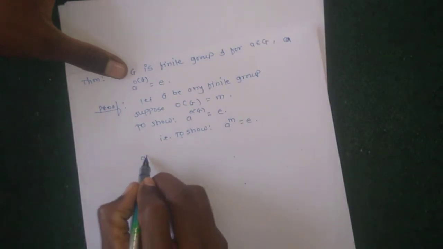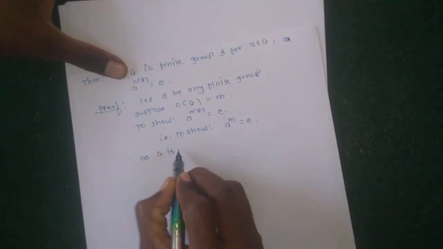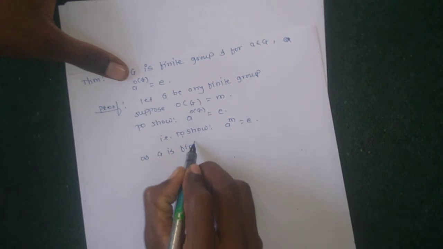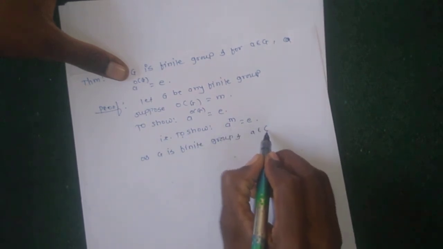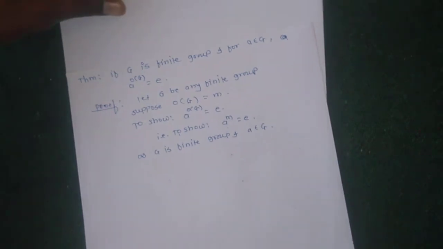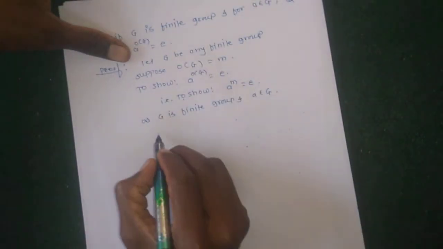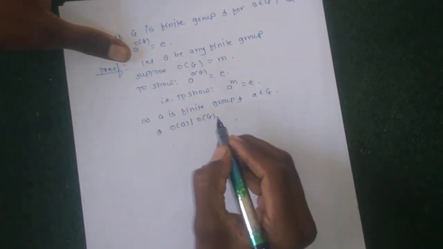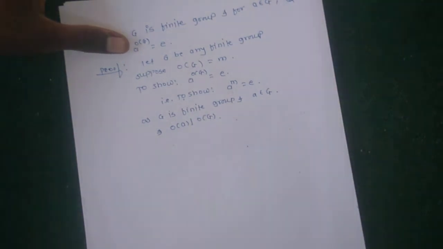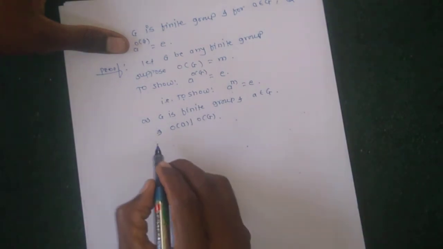So as G is finite group and A belongs to G. In the above theorem, the order of A divides the order of G.